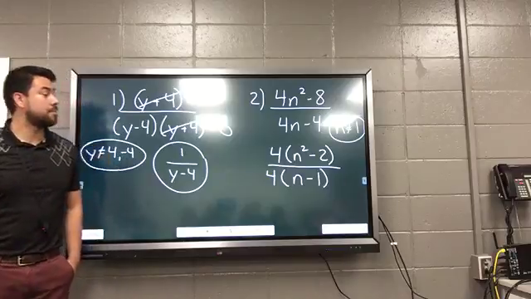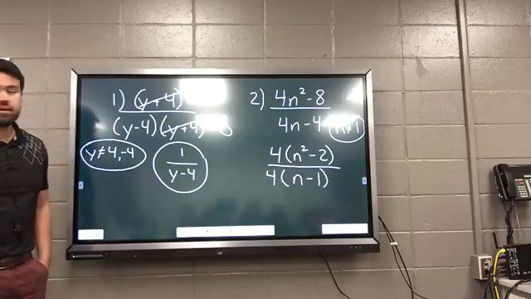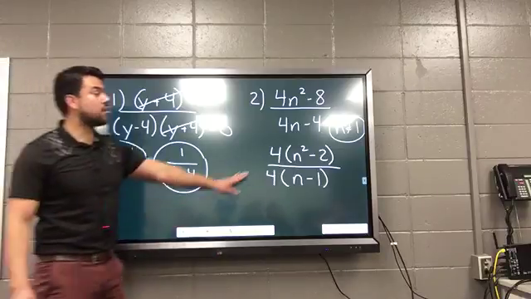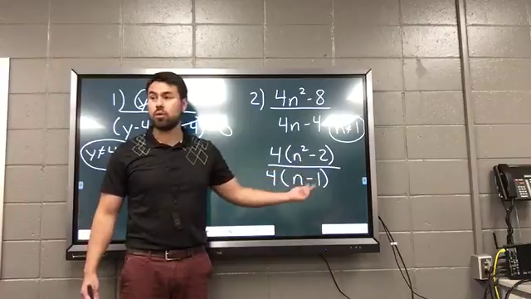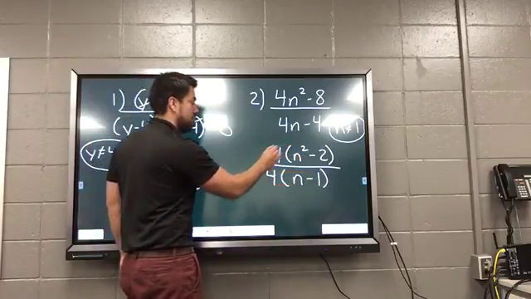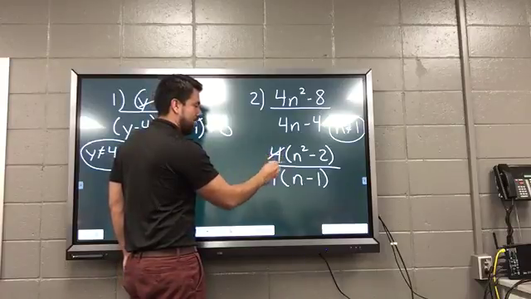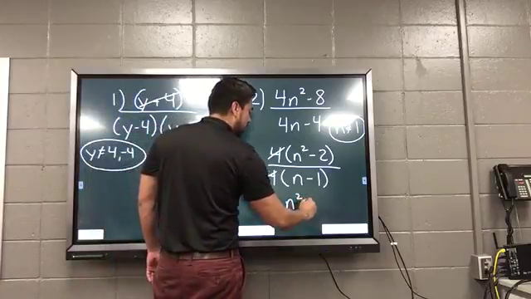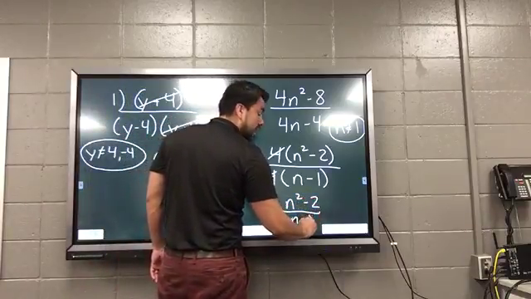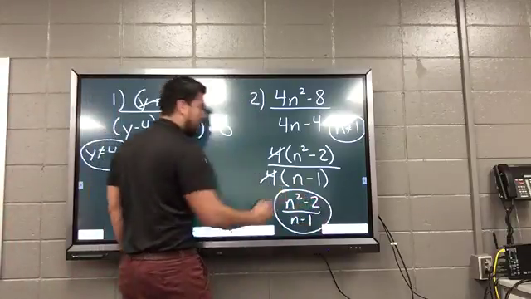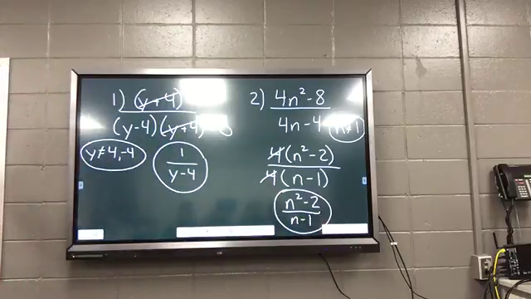Can you only do GCF if both denominator and numerator have a common factor? Yeah, and you have to check, can this be factored anymore? In this case, no. So are there any common factors that can cancel out? 4. So what are you left with? N squared minus 2 over n minus 1. Is that what you had, Carson? Okay, that's right. That's what you should get on that one.